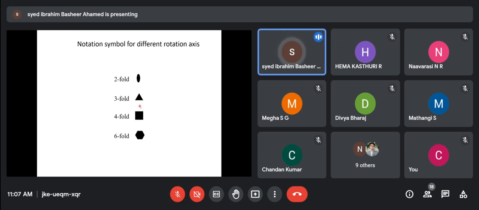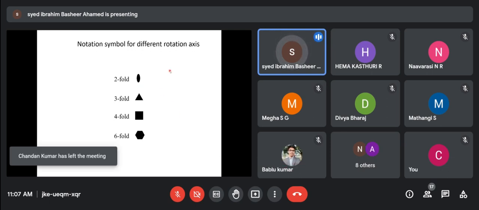Here the symbol for 2-fold rotation is an oval shape, 3-fold a triangle, 4-fold rotation a square, 6-fold a hexagon shape, solid. Everything is solid. Don't just put an oval shape and a line for 2-fold.